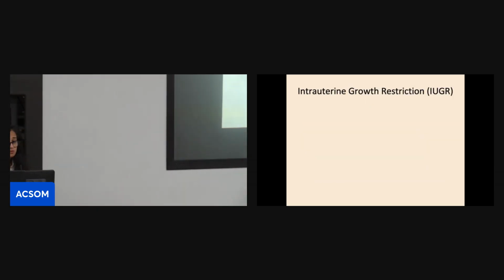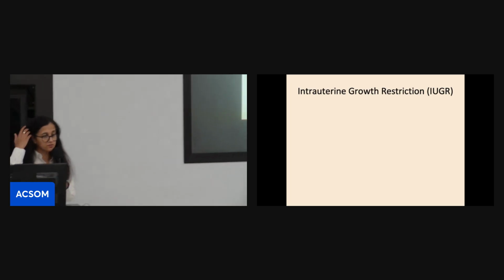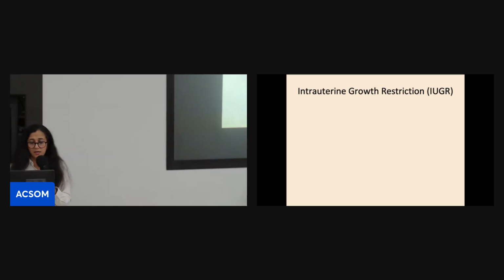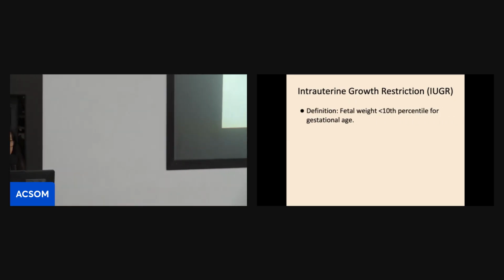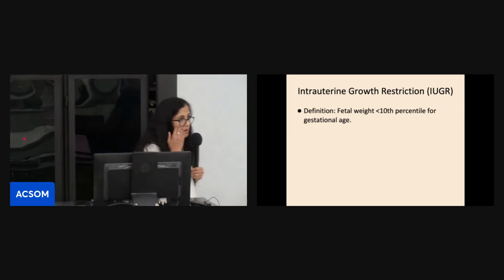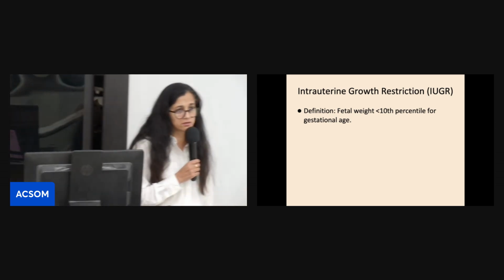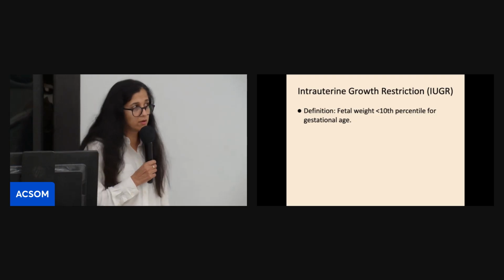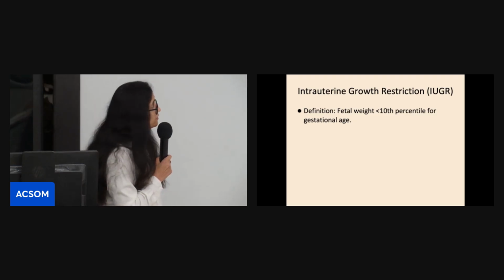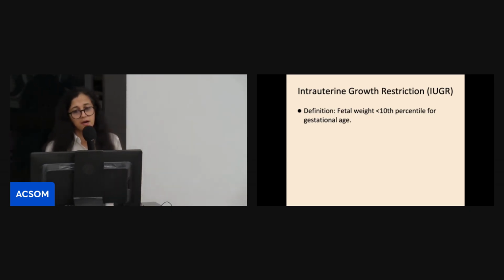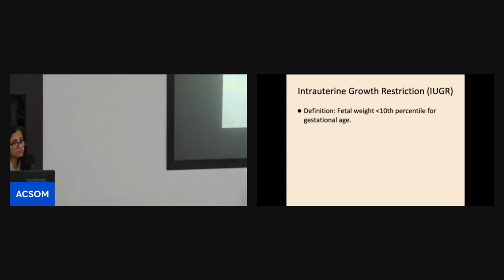IUGR, we've talked about this a few times, so we know what the risk factors are. Malnutrition, but also preeclampsia, even all the hypertensions are related to IUGR. It's basically how we look at growth, right? When your babies come to your clinic, if they're less than 10th percentile in growth, they're small. Similarly for a fetus, if they're less than 10th percentile when they're being measured, they're considered small for gestational age.